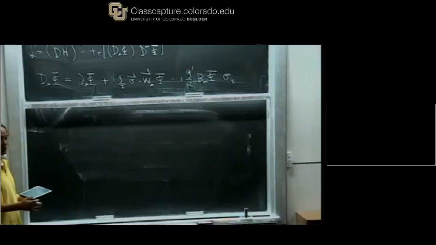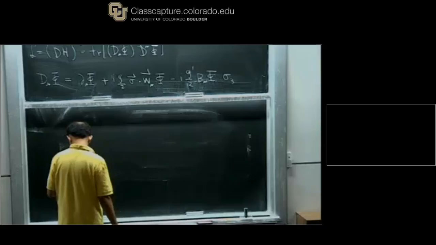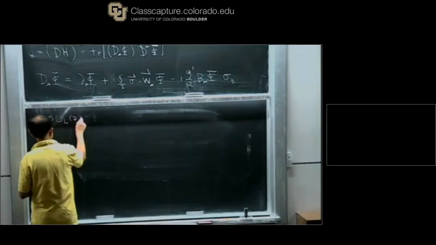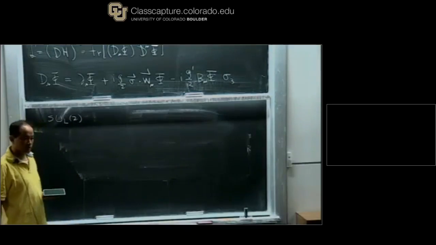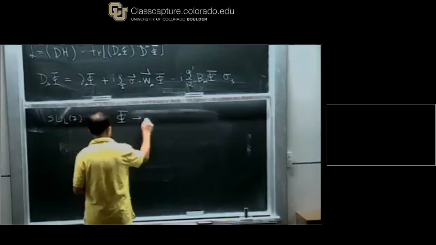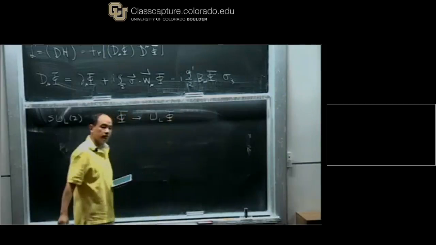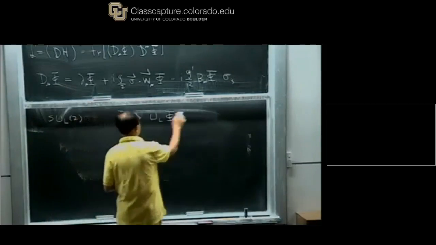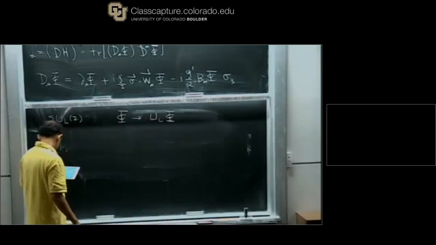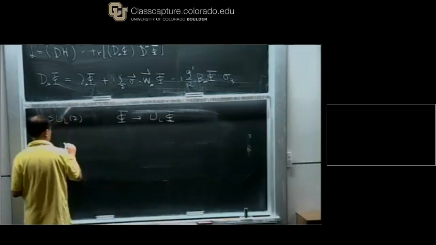So let's think about symmetries. First, obviously, the whole thing is SU2L invariant. SU2L acts on this on the left. This is a 2x2 matrix, so it's important whether it's on the left or on the right. So this is on the left.